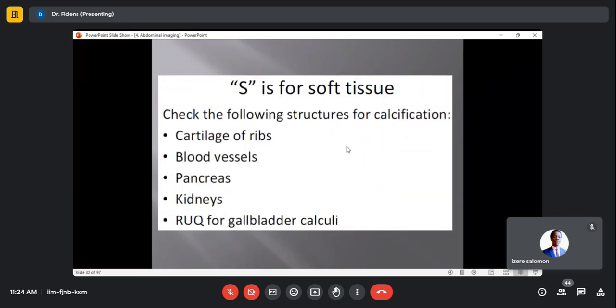So still under S, they have put the cartilage of the ribs. They put under S, soft tissue, the blood vessels. You have to check if there is anything like an aneurysm. You can still diagnose under S, soft tissue.